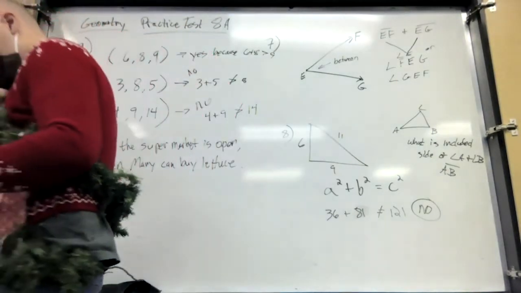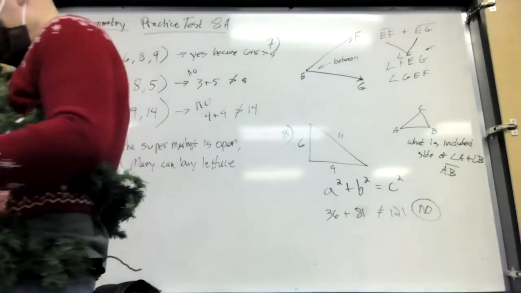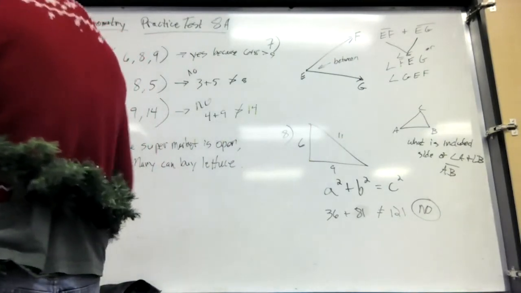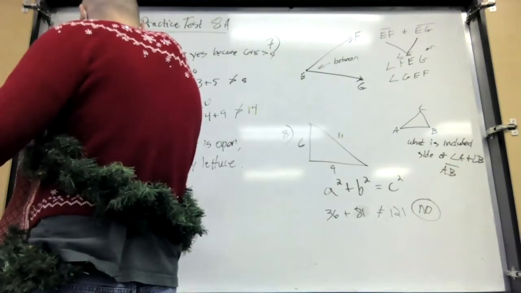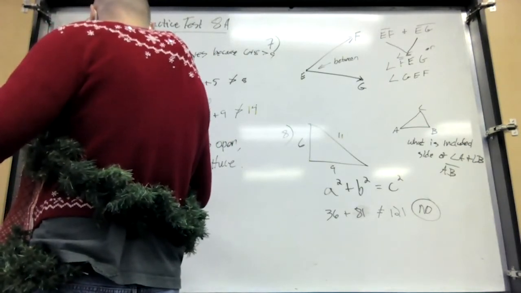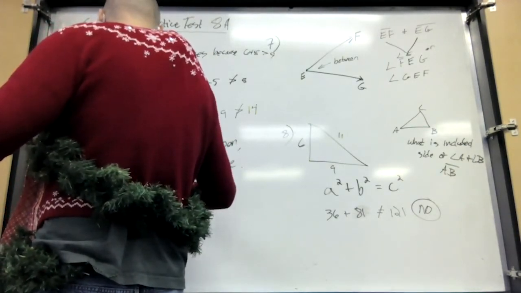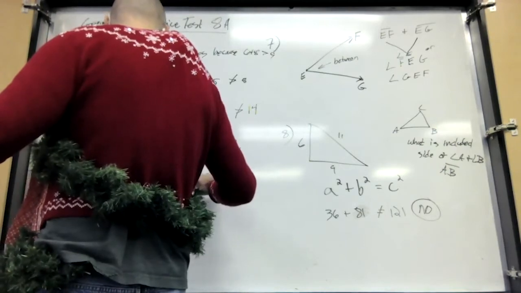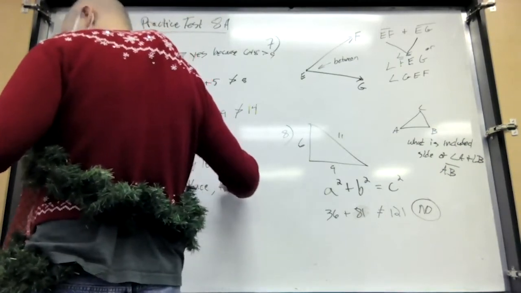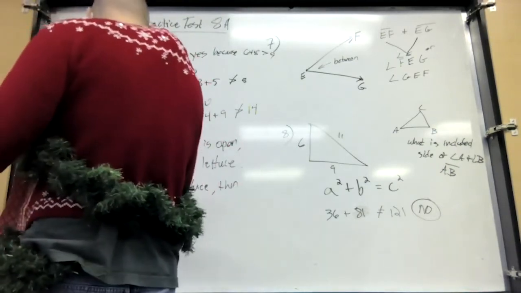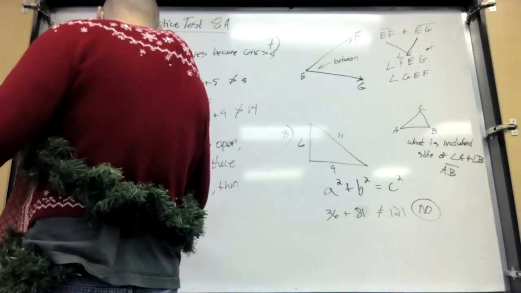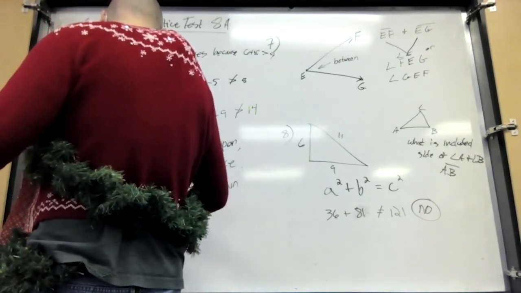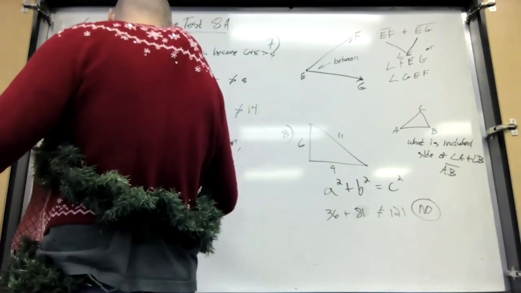Okay, and then we're going to write if Q then R. So if Mary can buy lettuce, and what's R? Then Mary can make a salad. I feel like we're being a little too invasive in Mary's life.